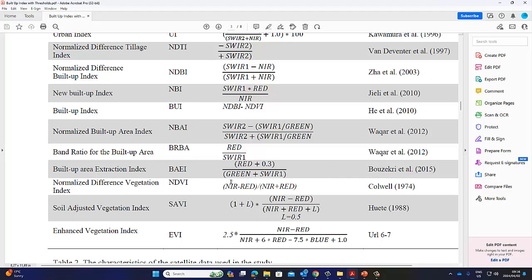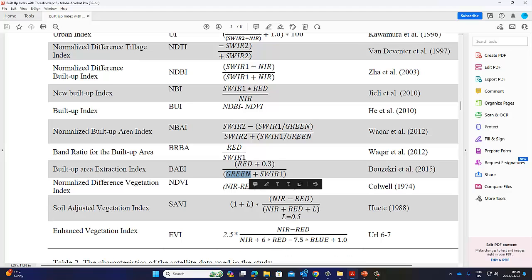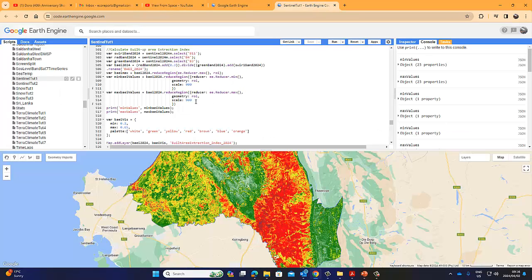And then they also use the green band. You see there's a green band, but that's basically only two indices that use the green band, and they are one of them. And then they use the shortwave infrared. Most of them, as you can see, use near infrared, shortwave infrared, and red. Okay, so this is the formula: red plus 0.3, over green plus shortwave infrared. It's called the built-up extraction index. So we're going to our trusted Earth Engine.